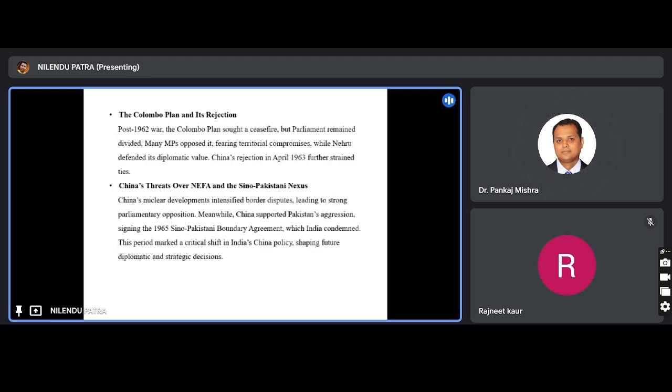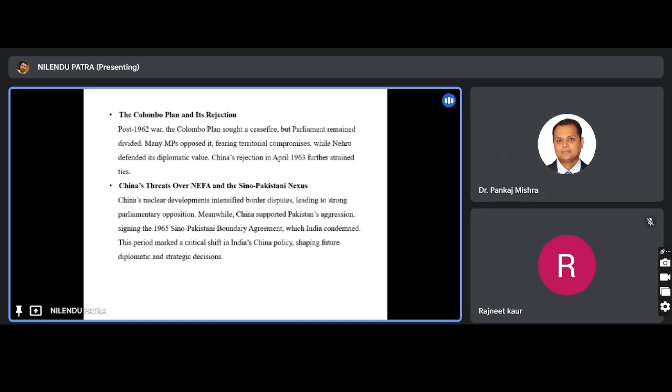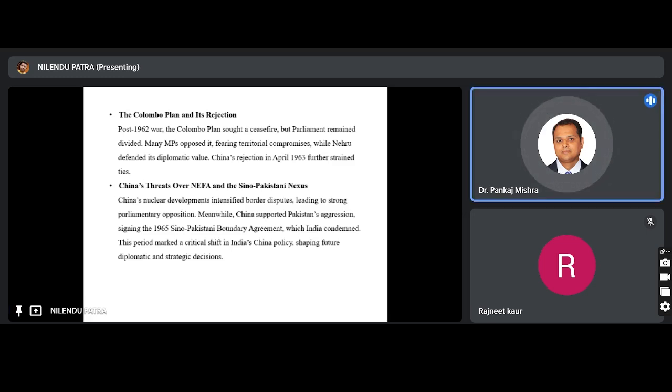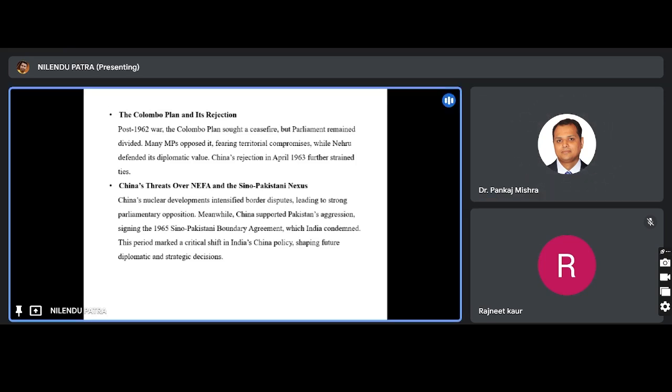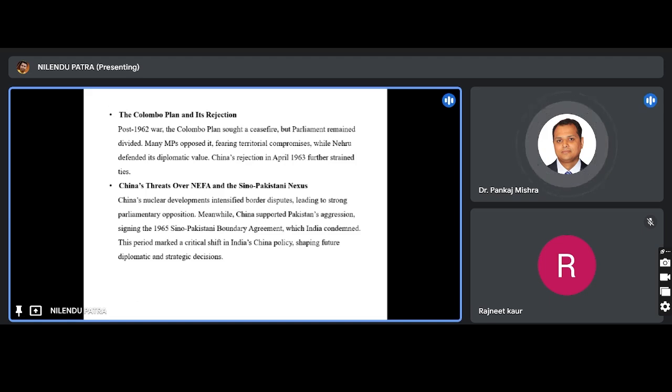The Colombo Plan and its reactions. Post 1962 war, the Colombo Plan sought a ceasefire, but Parliament remained divided. Many MPs opposed it, fearing territorial compromise, while Nehru defended its diplomatic value. China's rejection in April 1963 further strengthened ties.